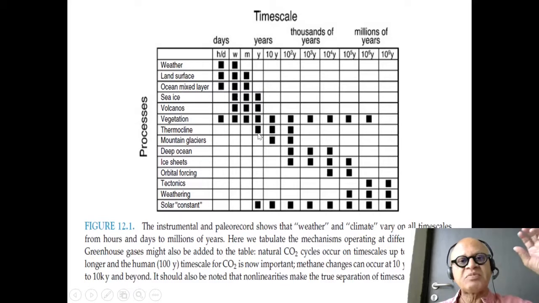Thermocline, so the ocean can be split into surface layer, thermocline, and deep ocean, which produce very different time scales. Mountain glaciers, deep ocean, ice sheets, orbital forcing, that's the Milankovitch cycles. Tectonics, we will see how continental drift has had big impacts on climate as well. Weathering is the geologic timescale control on carbon dioxide, and of course solar constant, which happens on monthly to yearly and decadal and all the way to billion-year timescales.